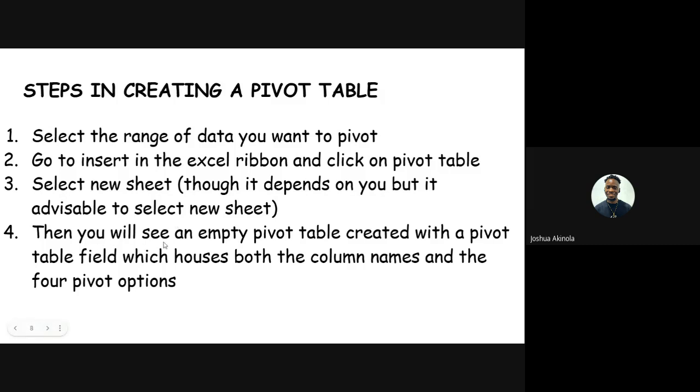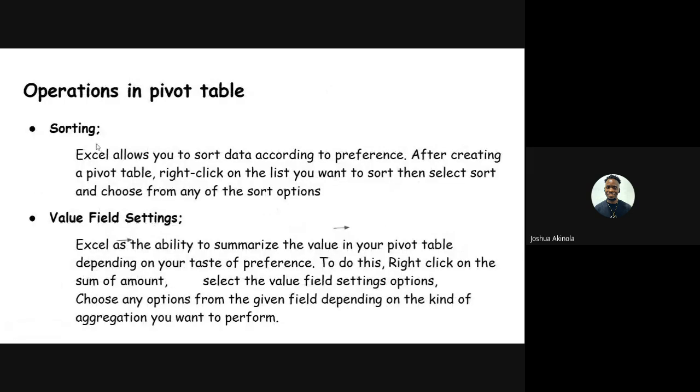Then you will see an empty pivot table created, with the pivot table fields, which hold both the column names and the four pivot table drag options. So these are what we're going to be doing. There are some operations in the pivot table we're going to be doing also. We're going to be working on sorting, how to arrange our data in either ascending or descending order. We also work on value field settings, whereby you can easily navigate to check for the particular aggregate function you want.